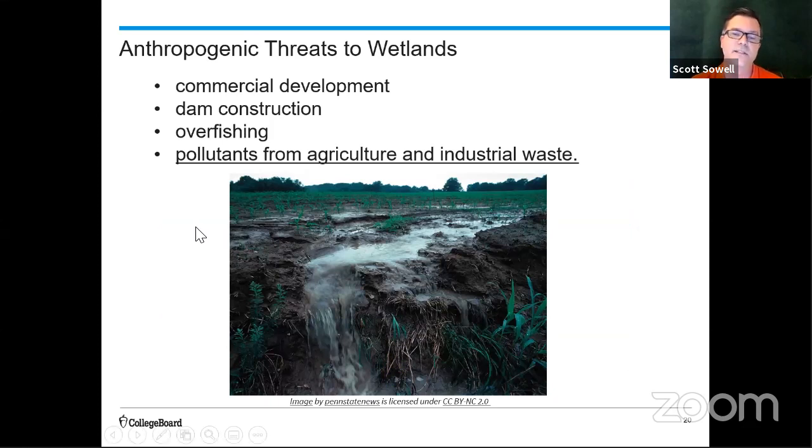And finally, this is the one that we're going to talk mainly about today, is pollutants from agriculture and industrial waste. If you'll remember from yesterday, Ms. Fassler talked about non-point source pollution. So that agricultural runoff, those inorganic fertilizers becoming soluble in rainwater. And as that groundwater moves and the surface water moves, it's going to drag those inorganic nutrients to a different location. And that surface water can run off and eventually make it into bodies of water.